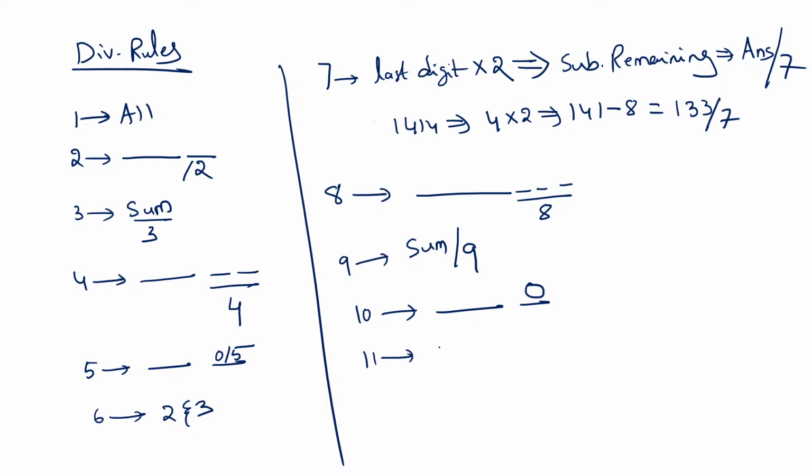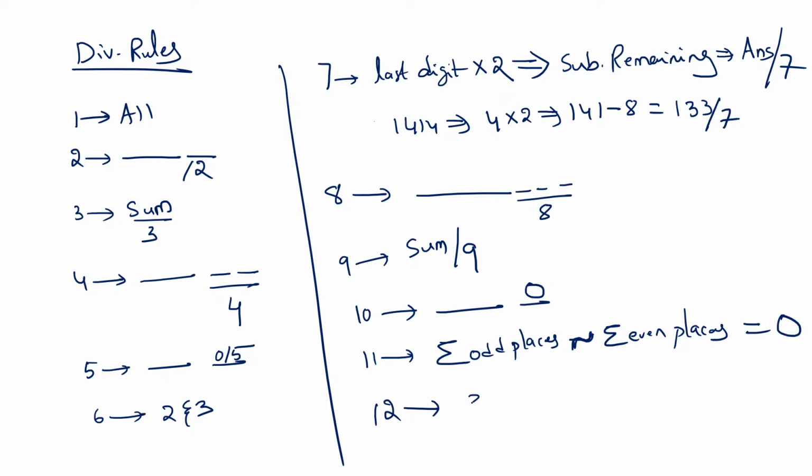The rule for 11: sum of all the odd places numbers minus sum of all the even places numbers, or vice versa. The difference should always equal 0. Then only that number is divisible by 11. Then what is the rule for 12? Rules of both 3 and 4. If a number is following both the rules of 3 and 4, that number is divisible by 12 also.